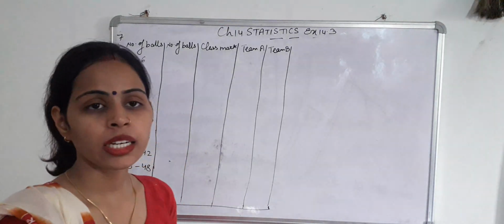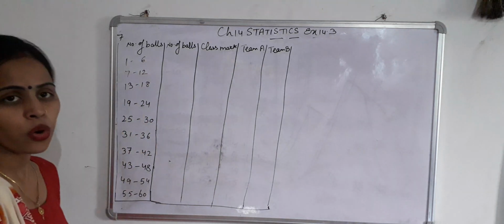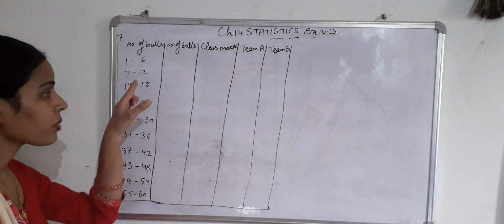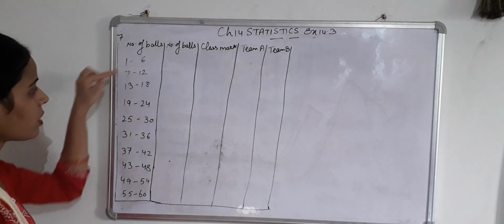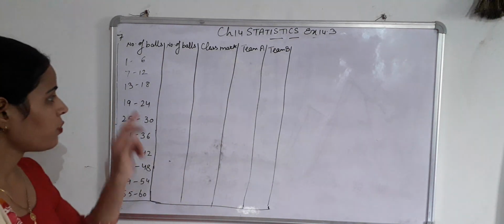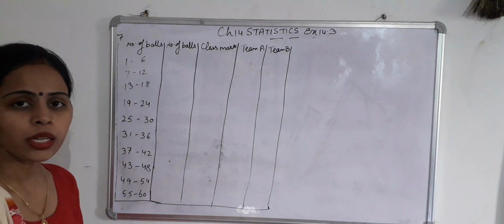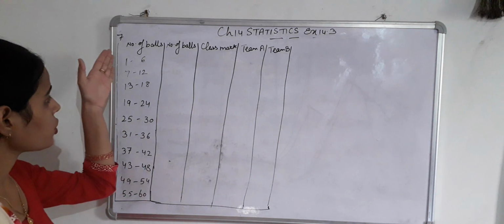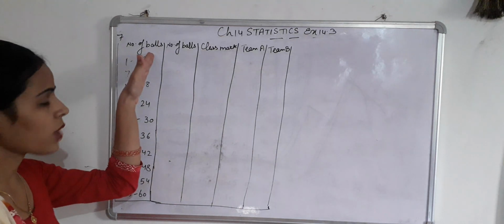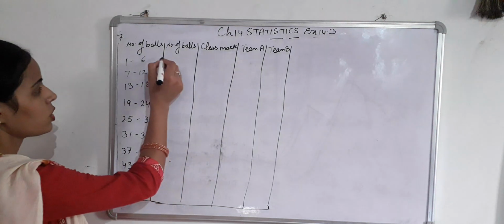First, make the class interval continuous. You can see clearly here the class interval is not continuous. 1 to 6, then start from 7, 7 to 12, 13 to 18. First make this class interval continuous. Difference between 6 and 7 is 1. 1 upon 2, 0.5. Subtract 0.5 from the lower limit and add 0.5 to the upper limit and make this interval continuous.